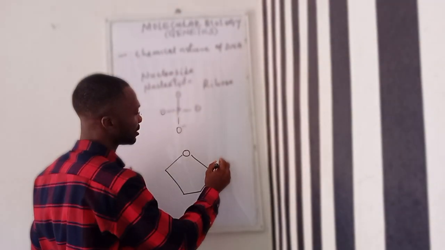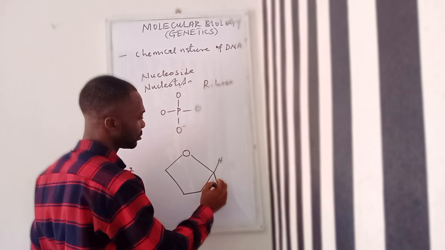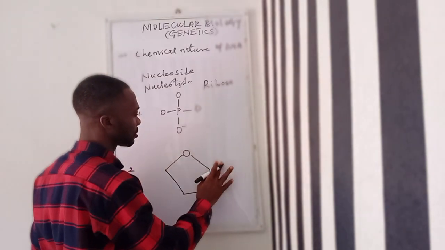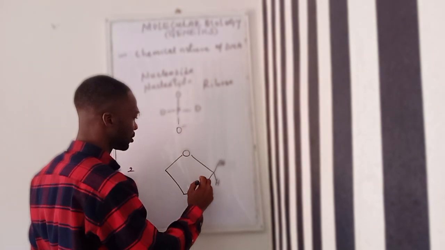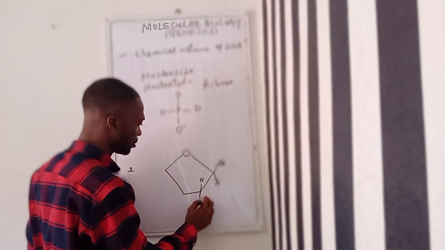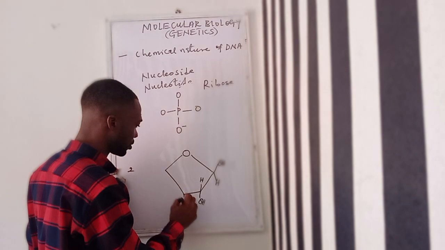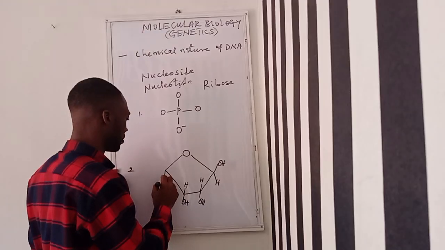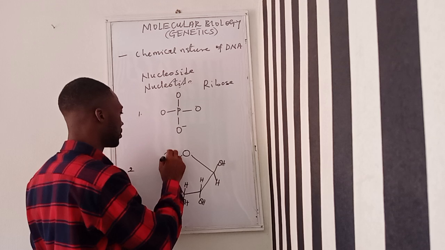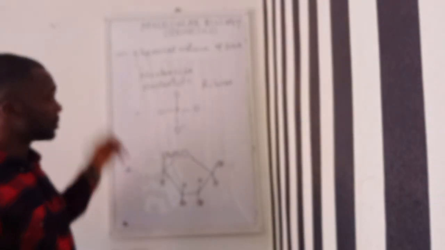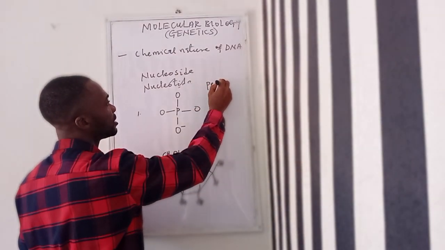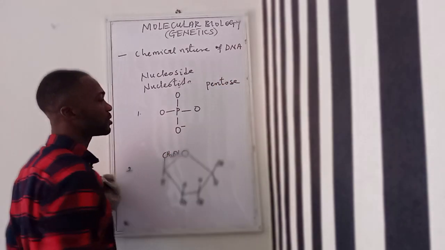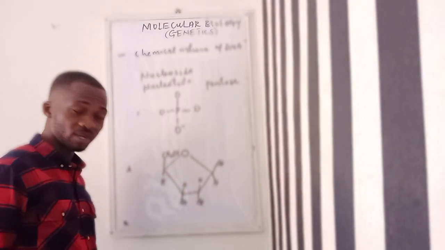So here you see H, you see OH, you see OH, you see H, you see H, you see OH, you see OH, you see H, then CH2OH. So this is called the pentose sugar. Sorry, the kind of sugar found in DNA is pentose. I mentioned ribose. Sorry, it's called the pentose sugar, not ribose.